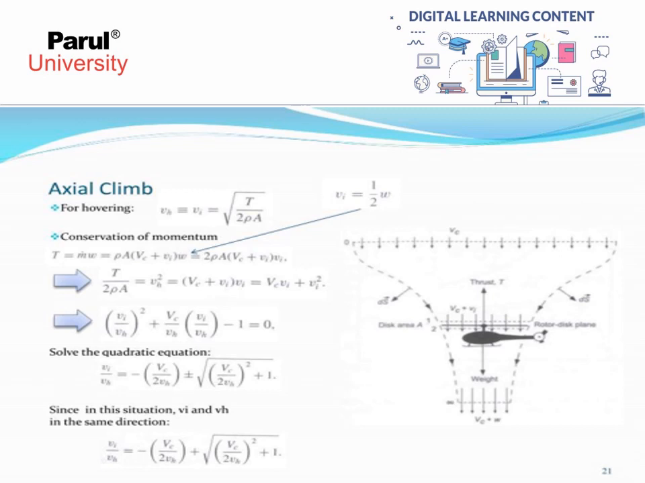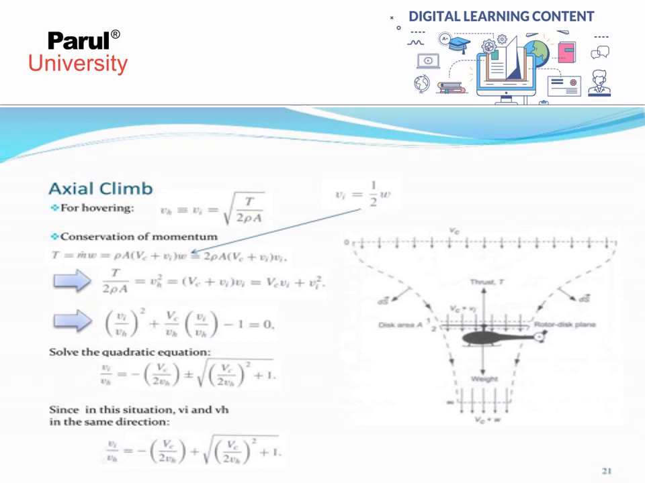Now next, in axial climb for hovering, Vh or Vi is equal to square root of T by 2 rho A, or Vi is equal to 1 upon 2 omega. The conservation of momentum: T is equal to m dot omega, which is rho A (Vc plus Vi) into omega, equal to 2 rho A (Vc plus Vi) into Vi. Now T by 2 rho A is equal to Vh square, equal to (Vc plus Vi) into Vi. Then finally in the form of a quadratic equation, (Vi by Vh) whole square plus (Vc by Vh) into (Vi by Vh) minus 1 is equal to 0.